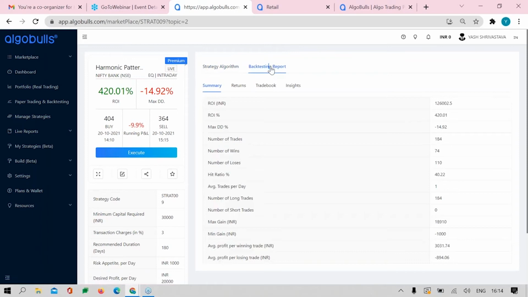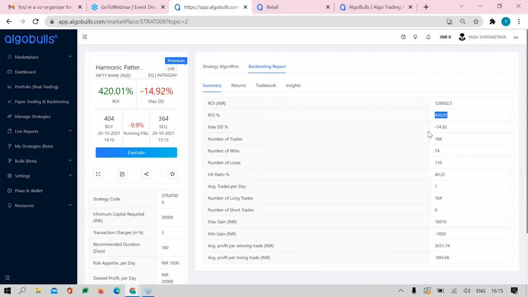Let me take you to the backtesting section. As we invest in mutual funds, how do we make decisions? We read the fact sheet. In the same way, when we get into algorithmic trading, we need to read the backtesting report, which gives us end-to-end insight into how the strategy has been performing over time in previous periods. As you could see, the strategy in the backtesting report has generated returns of 1,26,002 rupees from 30,000 rupees over the period of 1 year.